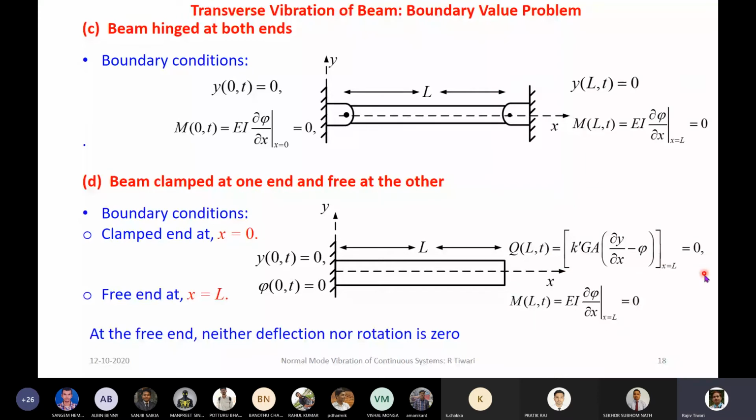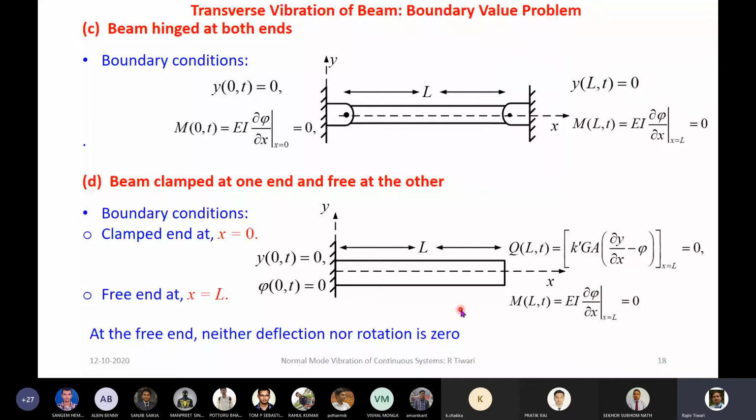So at the free end, both the boundary conditions are natural boundary conditions. At the fixed end, both are geometrical boundary conditions. You can see that in the previous case, we had 2 geometrical boundary conditions and 2 natural boundary conditions. Here, at one end, we have 2 geometrical boundary conditions, and at the other end, we have both natural boundary conditions. So various combinations can take place depending upon the boundary conditions we have.